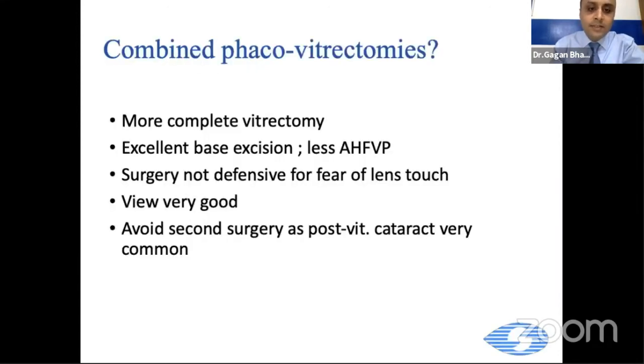Combining with phacovitrectomy, I feel in any case of PDR, I'm not a great proponent of limited vitrectomies. I think it should be a complete vitrectomy. All fibrovascular proliferations should be removed and well cauterized. It makes the surgeon not at all defensive, and you get a very good view and can do a complete vitrectomy.